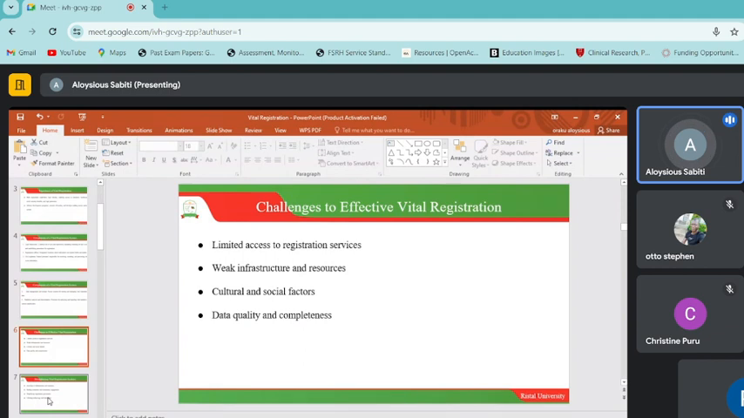But also we have issues of data quality and completeness. Just as I was saying, in weak infrastructure, whereas we do data collection using people who are less knowledgeable on how to collect or capture data, we most times have challenges of completeness. Someone might be able to write the place of birth, but does not know the time or the date of birth, and that is why we continuously have data quality issues regarding vital registrations.